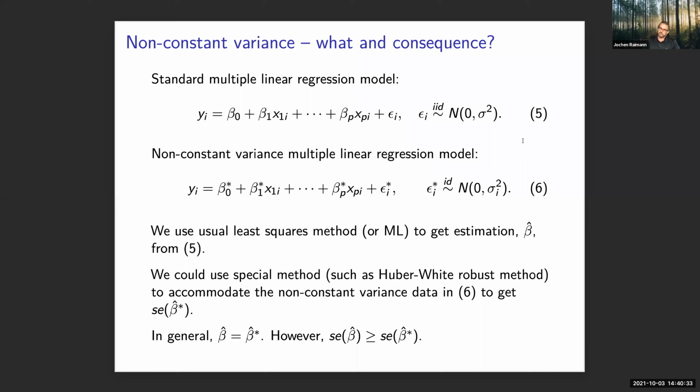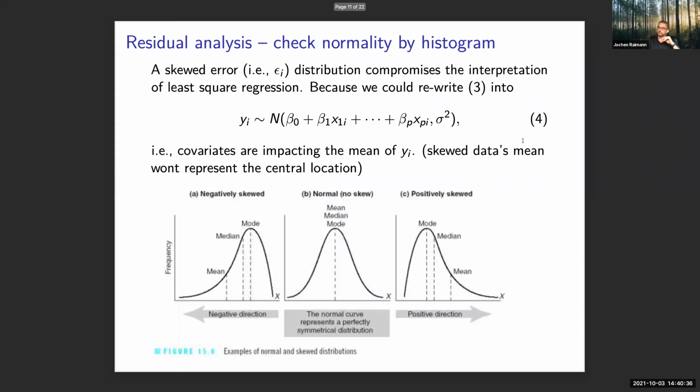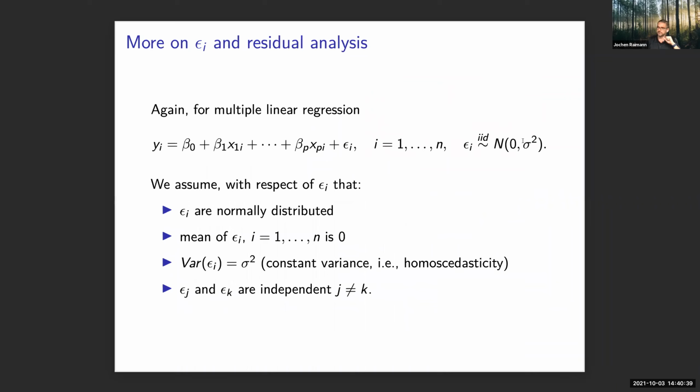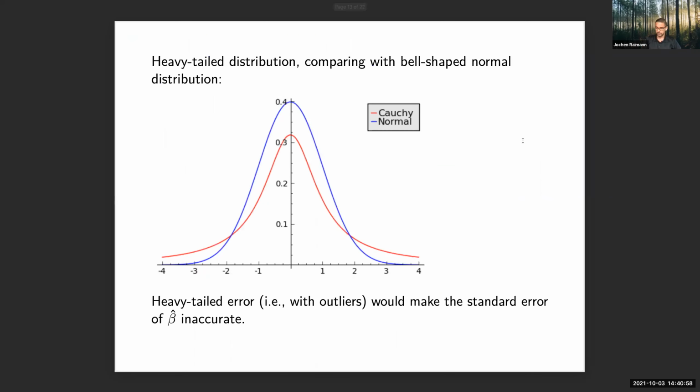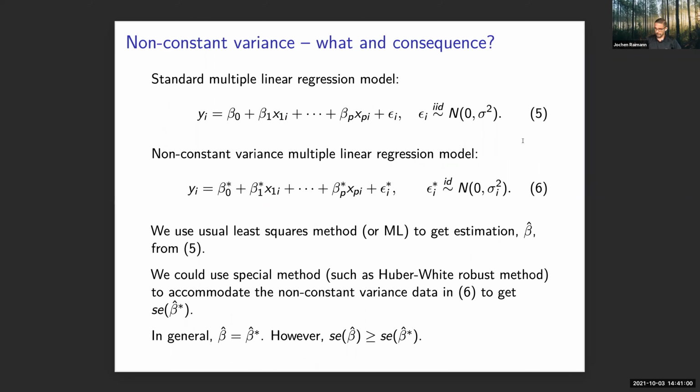Okay, second assumption. Let's go back and recap the assumptions. Normal distribution, the mean of the residual is 0, constant variance, homoskedasticity, and then residual error j and residual error k are independent for j and k different. So, non-constant variance: heteroskedasticity, the opposite of homoskedasticity. Sorry, it's a bit of a tongue breaker.